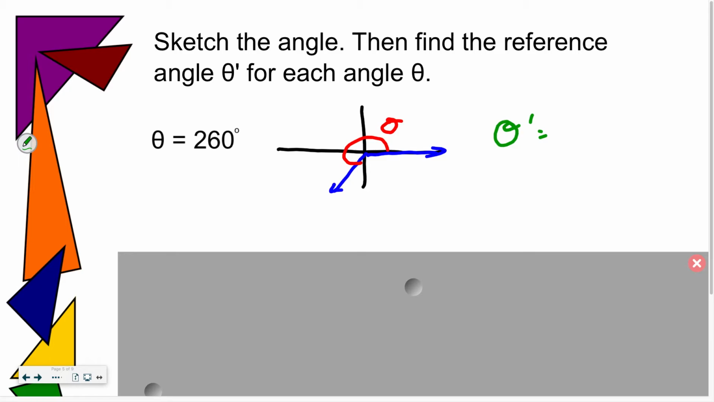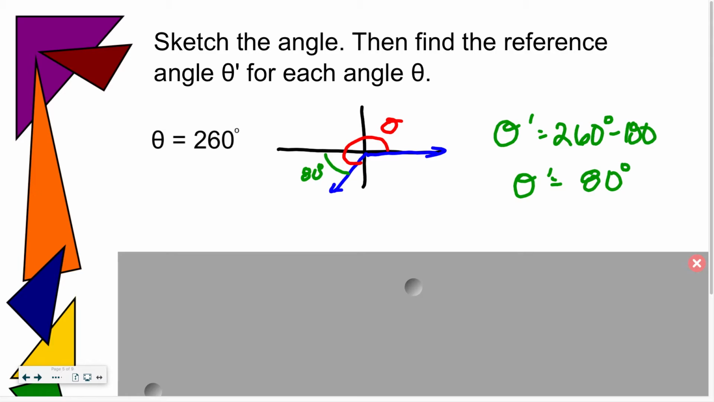Now in quadrant 3, your reference angle is the overflow of 180. It's how far past 180 you went. You haven't gone all the way to 270. So you take your angle, 260 degrees, and you subtract 180. So theta prime, our reference angle, is 80 degrees. That's this little piece right here. 80 degrees.